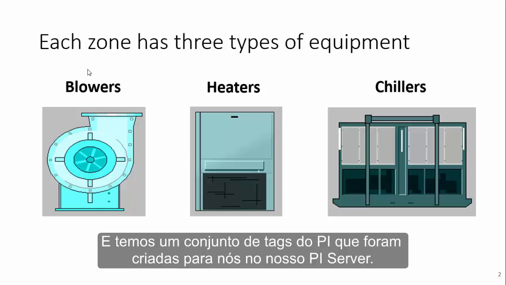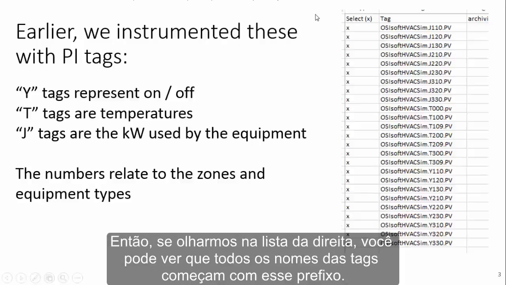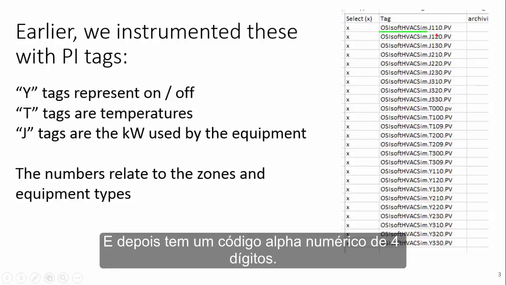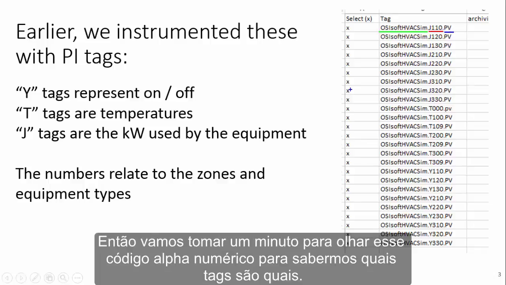And we already have a set of PI tags that have been built for us on our PI server, and they have a very specific naming convention. So if we look at this list over here to the right, you can see that the tag names all start with this prefix, and then they have an alphanumeric code that's 4 digits long, and that code is really the key. They also all end in .pv. So let's take a minute to look at this alphanumeric code so we know which tags are which.